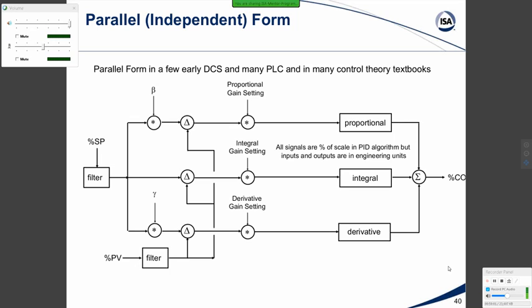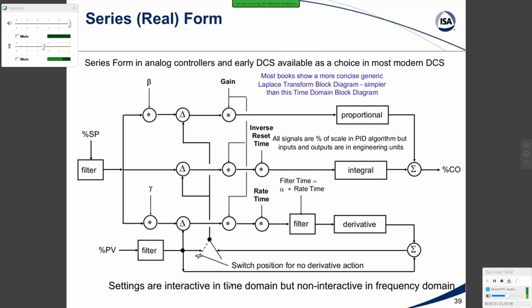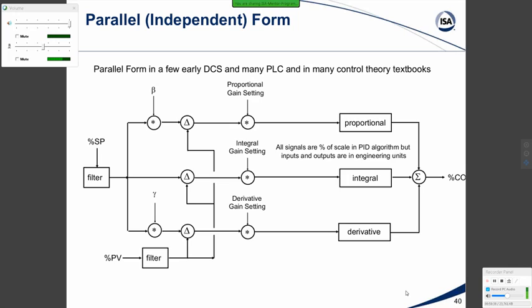Now, what we have primarily in control literature, and some PLCs and some early DCSs may have given you this option, is what we call an independent form. The last one, it turns out, the settings, when you use derivatives, how much you set the derivative would affect the contribution from the proportional and integral modes. You can't see that on the block diagram, by the way; you have to work it out from the equations. And they're interacting in the time domain, but non-interacting in the frequency domain, as noted at the bottom of the slide.